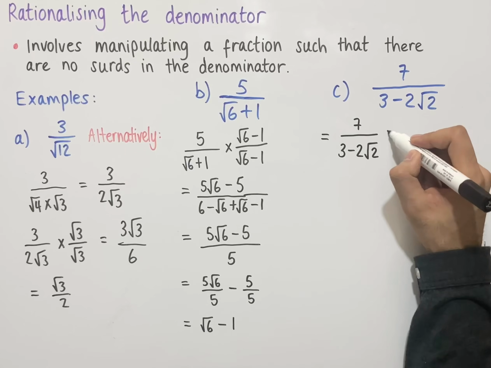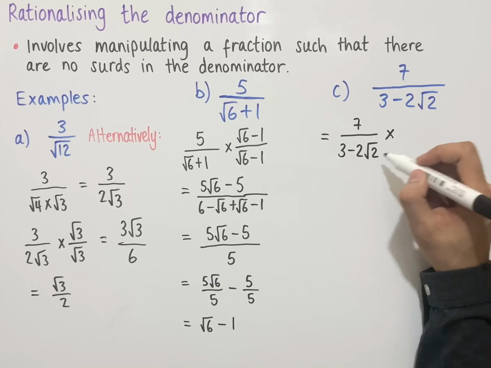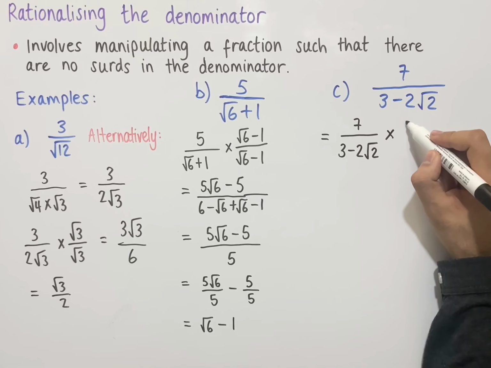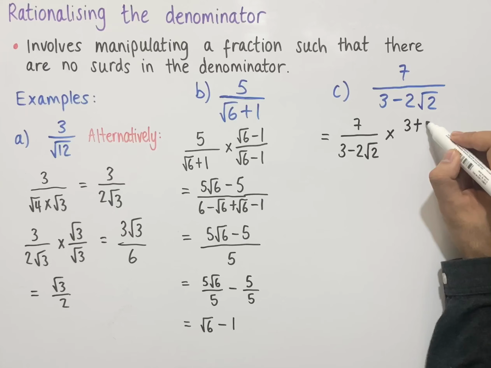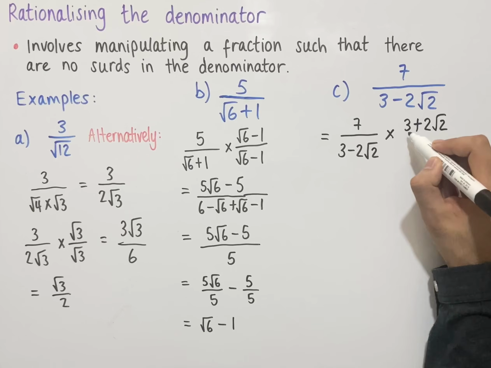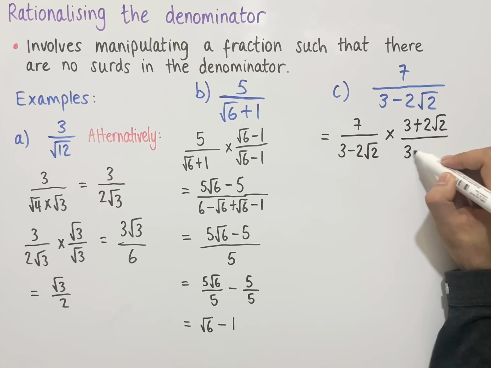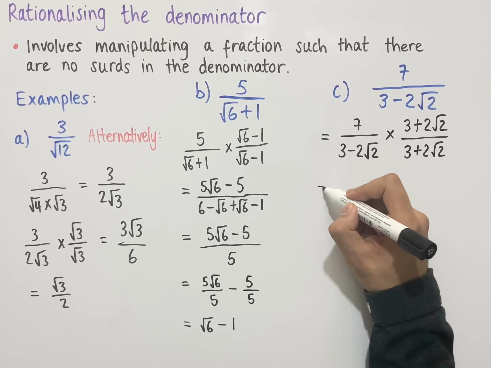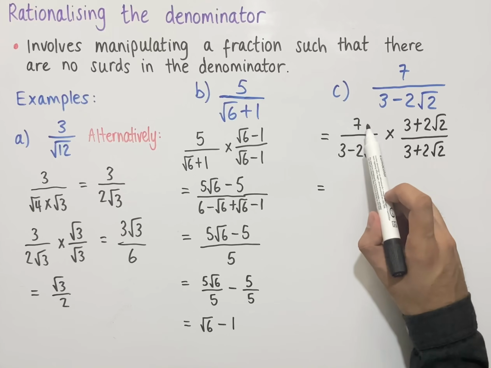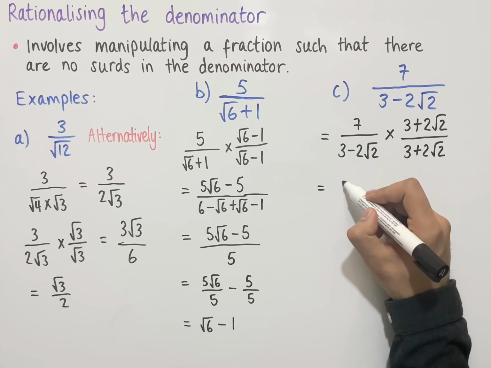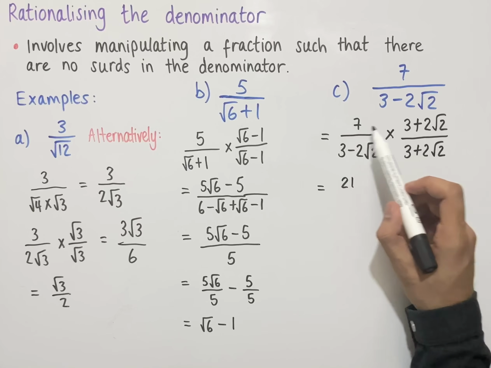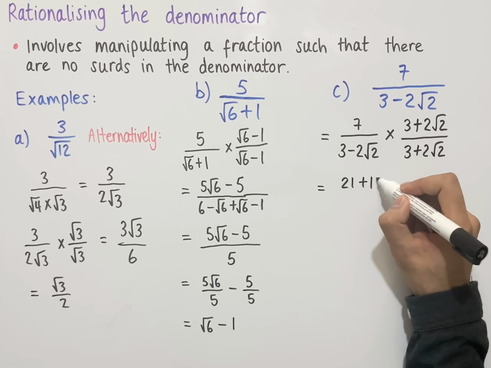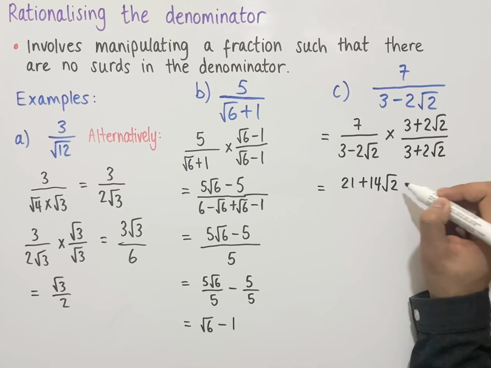So in this case, the conjugate is 3 plus 2 root 2. And since we're not changing the value of this fraction, we need to multiply both the numerator and the denominator by the same conjugate. So in this case, 3 plus 2 root 2 over 3 plus 2 root 2. If we now multiply this across, we have the following. So 7 times 3 is 21, and 7 times 2 root 2 is equal to 14 root 2. So that's what we end up with in the numerator.